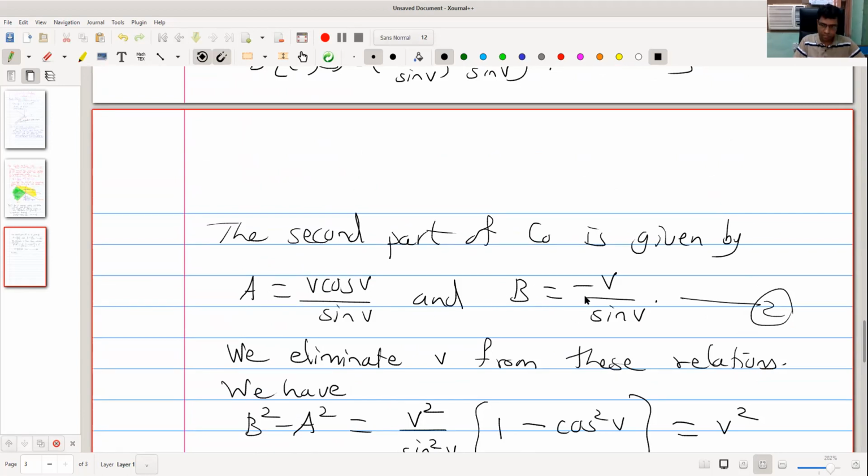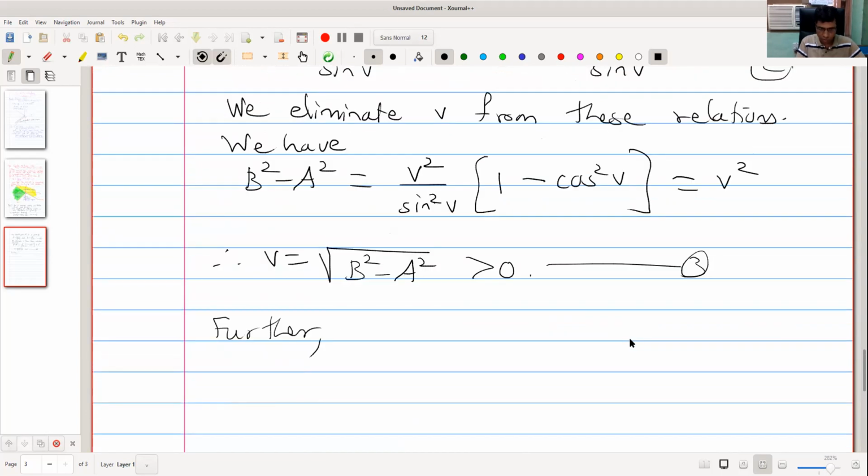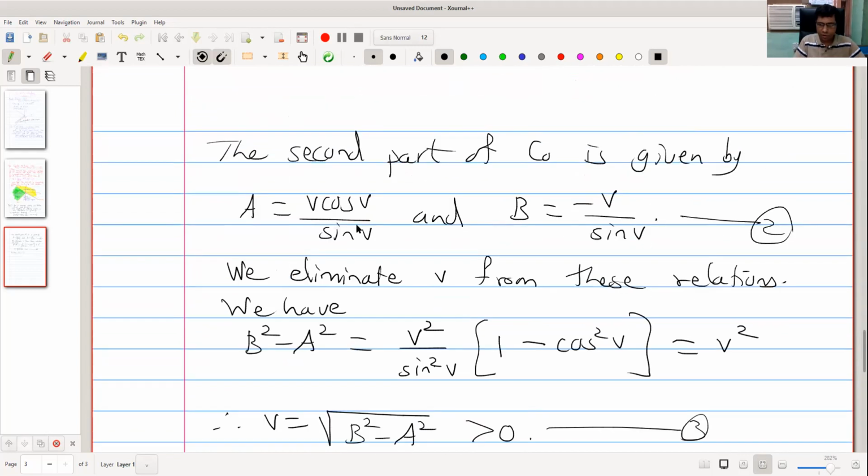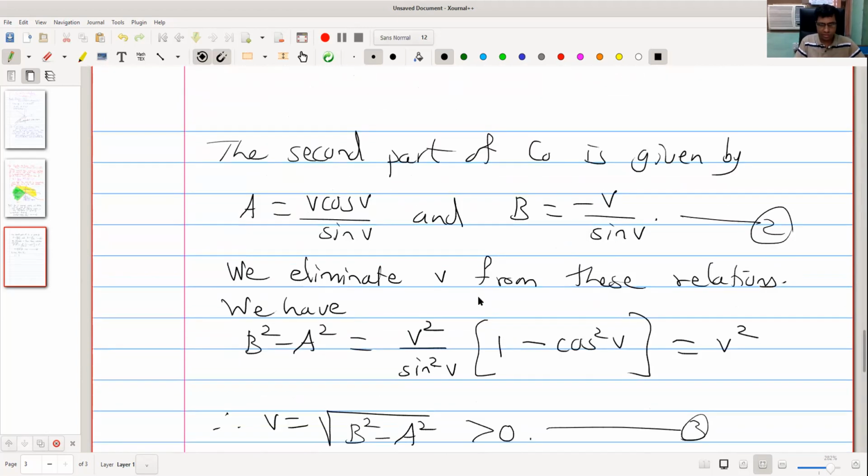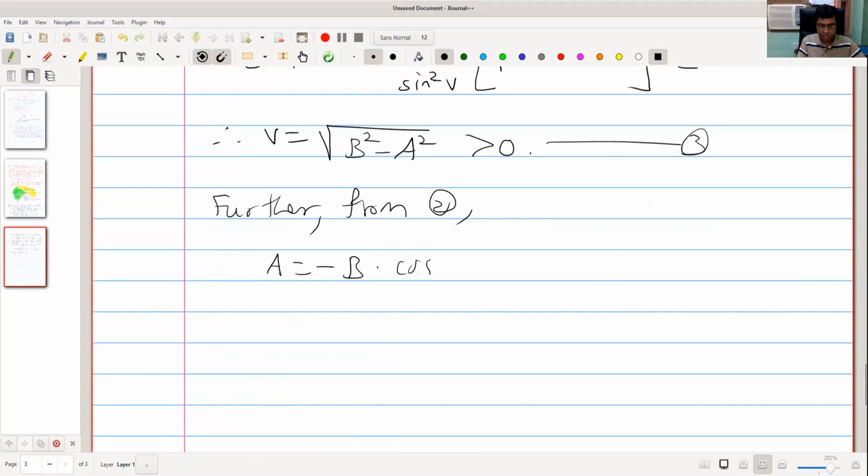If we see these two equations A and B, then we can see that V upon sine V is minus B. So we can substitute here in A. Further, from 2, this V upon sine V is simply minus B. So A equal to minus B into cos V. Therefore, we can find value of V. V is equal to cos inverse of minus A upon B. So this is number 4.